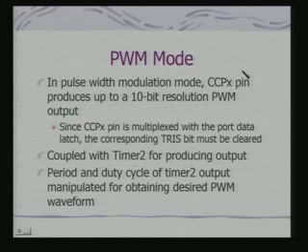So, what we say is that in pulse width modulation mode, the CCPx pin produces up to a 10-bit resolution PWM output. Since CCPx is multiplexed with the port data latch, the corresponding TRIS bit must be cleared. This is again another point of multiplexing of the pins I talked about. And typically your PWM module is coupled with Timer 2, and the period and duty cycle of the Timer 2 output are manipulated for obtaining the desired PWM waveform. This is again another important role that Timer 2 plays in PIC.